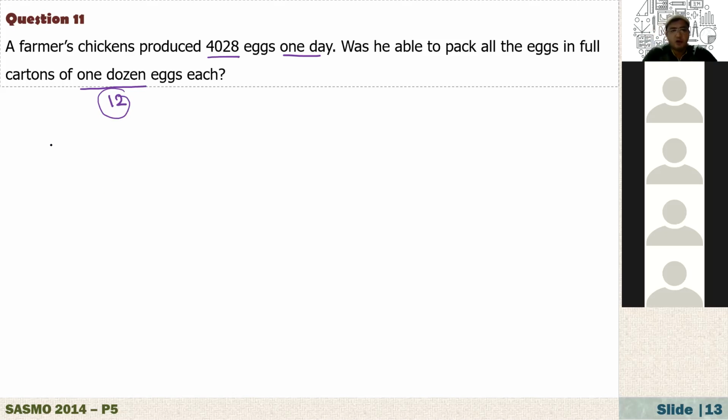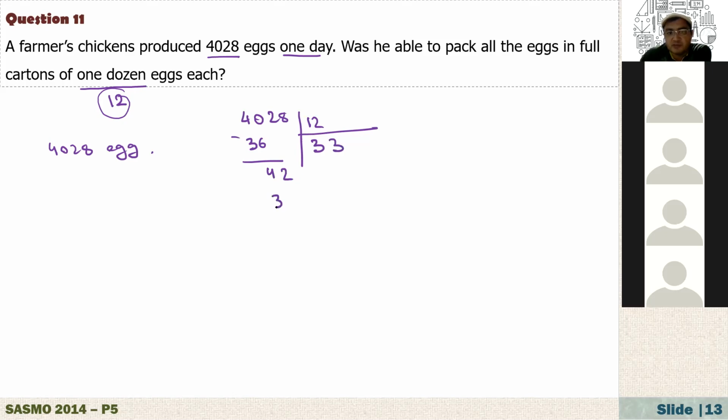All right, now here we have 4,028 eggs, right? And now we have to pack them. Was he able to pack all the eggs in full cartons of 1 dozen eggs each? It means that we have to answer the question: is it divisible by 12 or not? So if you divide this by 12, here we have 3. 3 times 12 is 36. Subtract, here we have 42. Again, 3. 3 times 12 is 36, right? Here we have 68. And here we have 5. 5 times 12 is 60, minus 8.